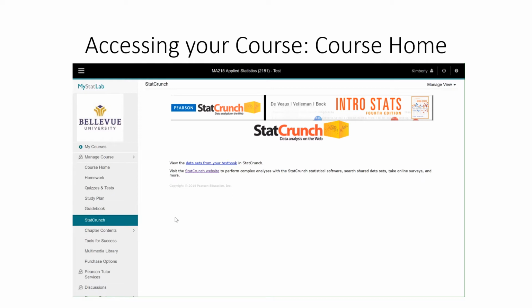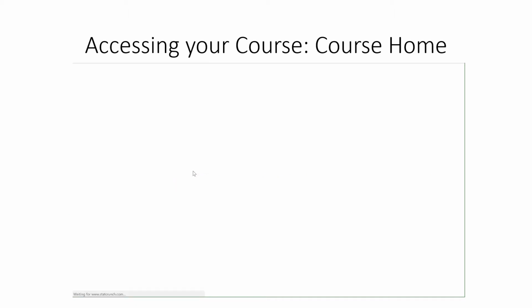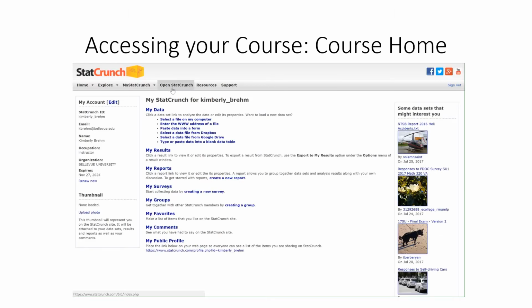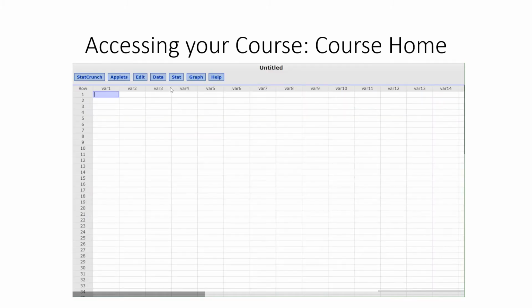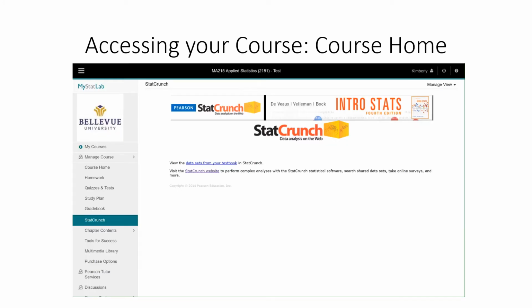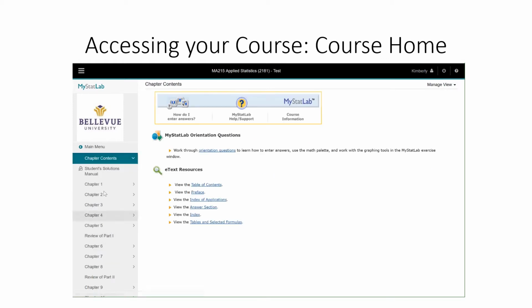In order to get here, there's three ways to get to StatCrunch. This is one of them. So I click on StatCrunch and then visit the StatCrunch website and then open StatCrunch. So we'll get more into this later throughout your course, but that is one of the many ways to get to StatCrunch. I can also access my ebook here, click on the chapter contents.